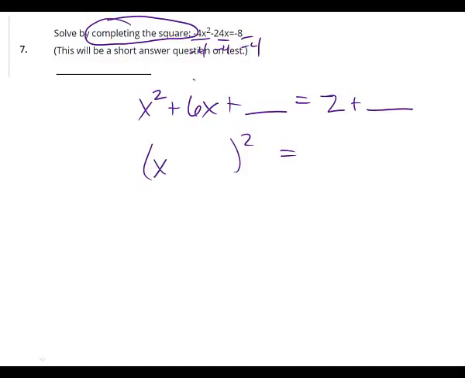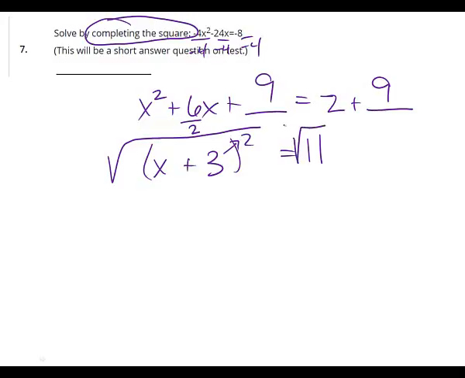What are we going to do with this 6? Divide by 2. What do we get? 3. What do we do with the 3? Square it. What do we get? 9. 2 plus 9 is 11. How do we undo the square? Square root. What do we put in front of the 11? Plus or minus. Good. So x plus 3 equals plus or minus square root of 11.